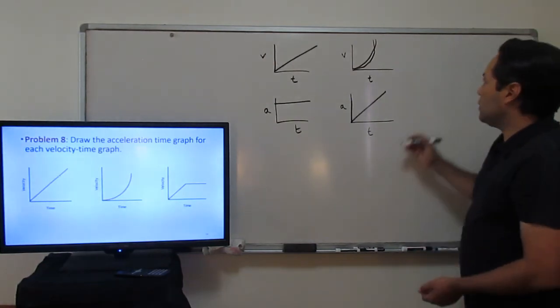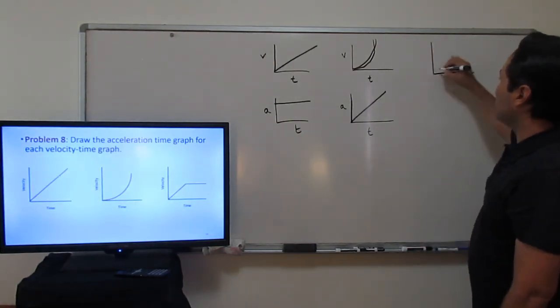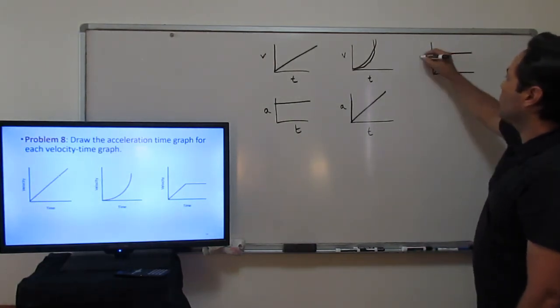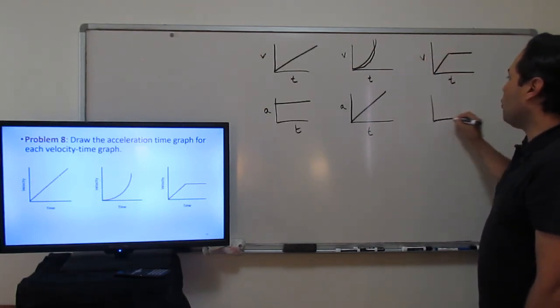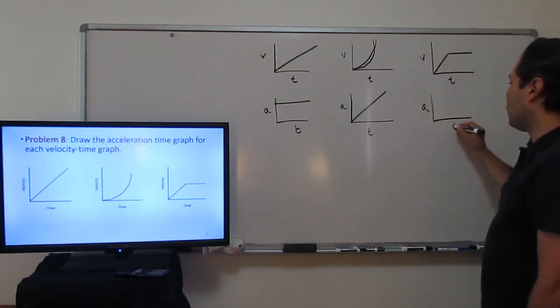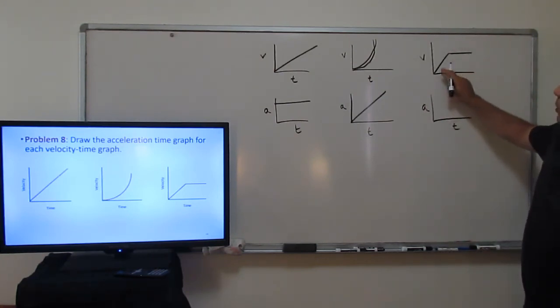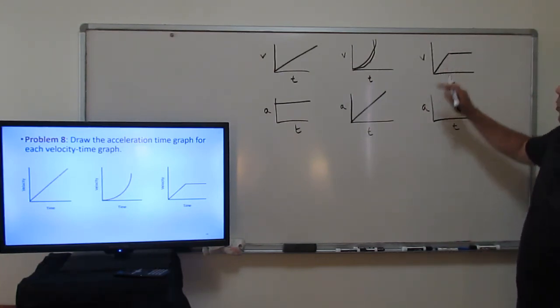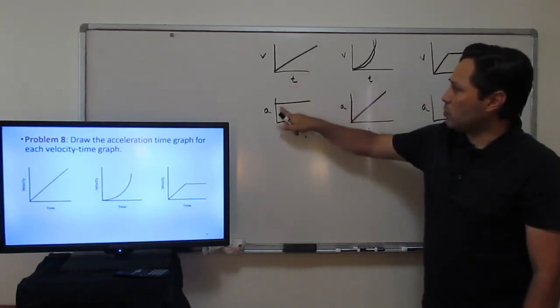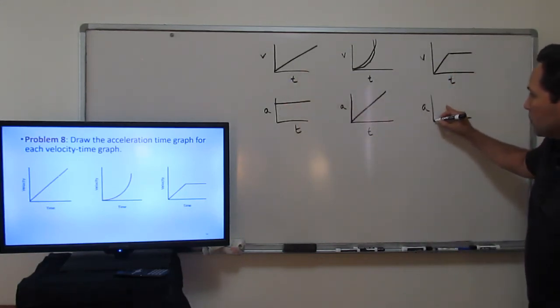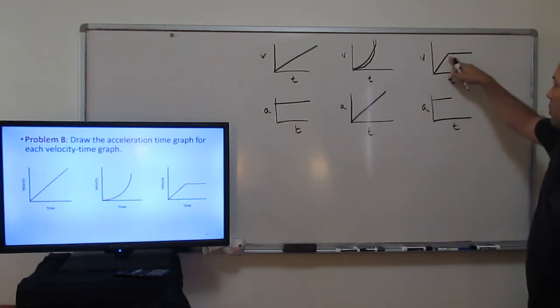And our last one is a little bit of a trick question because it's got two parts to it. So our velocity time graph, what will be the acceleration time graph for that? Okay, well, let's take a look at the first part. Notice it's going straight up. So what's happening? Well, just like this one, we have constant acceleration. So it will look like that up to that point.